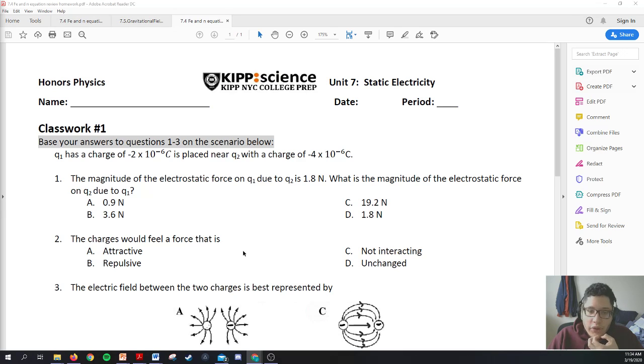Okay. So question number one. And remember, all these questions are based on this information right here. Q1 has a charge of 2 times 10 to the negative 6 coulombs, and Q2 has a charge of negative 4 times 10 to the negative 6 coulombs. The magnitude of the electrostatic force on Q1 due to Q2 is 1.8 newtons. What is the magnitude of the electrostatic force on Q2 due to Q1? It is the same kind of question as anything to do with, oh, you're pushing a horse. The horse pushes you back, and you're pushing it with a force of 40 newtons. What force is the horse pushing you back with?